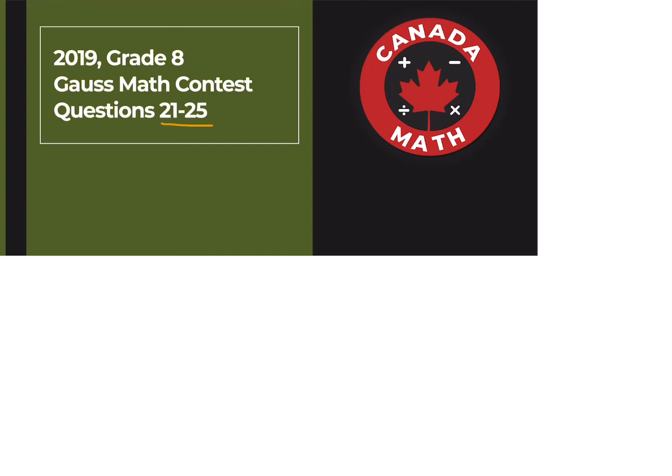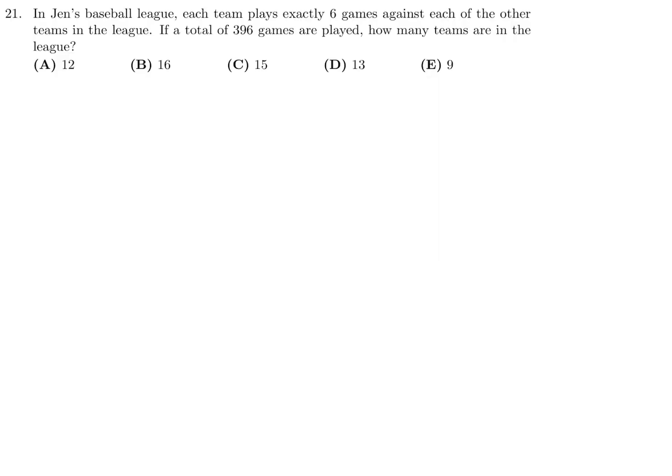Questions 21 through 25 on the 2019 Grade 8 Gauss Math Contest. In Jen's baseball league, each team plays exactly 6 games against each of the other teams in the league. If a total of 396 games are played, how many teams are in the league?